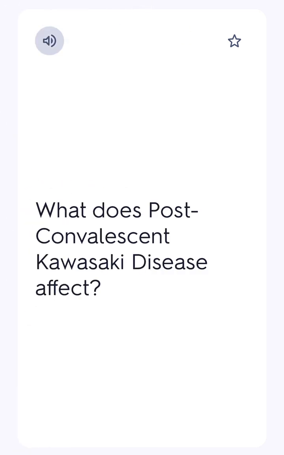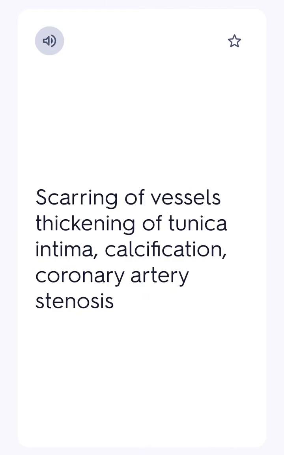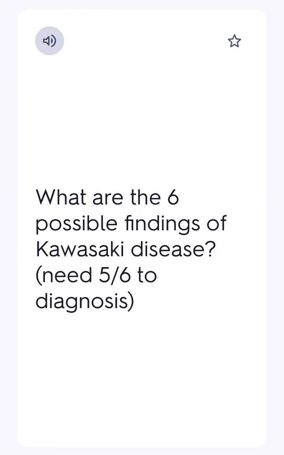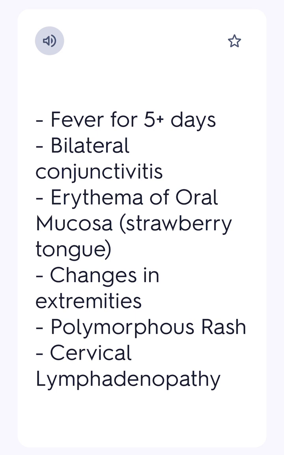What does post-convalescent Kawasaki disease affect? Scarring of vessels, thickening of tunica intima, calcification, coronary artery stenosis. What are the 6 possible findings of Kawasaki disease? Fever for 5+ days, bilateral conjunctivitis, erythema of oral mucosa, changes in extremities, polymorphous rash, cervical lymphadenopathy.